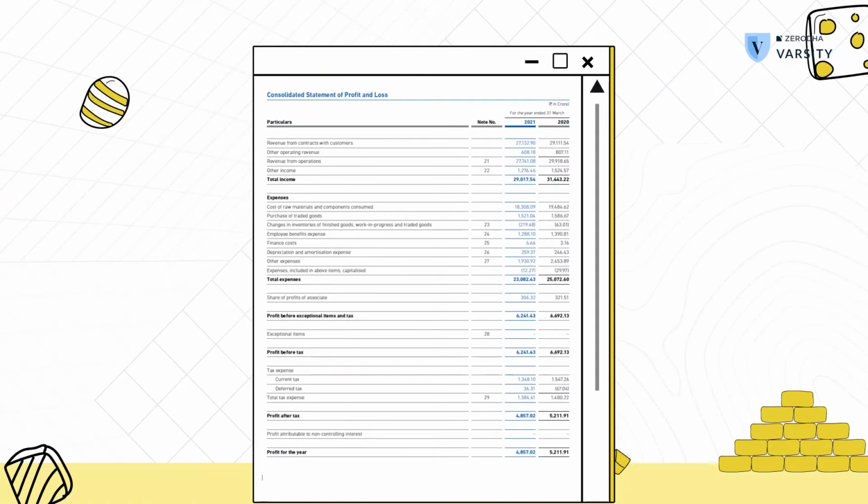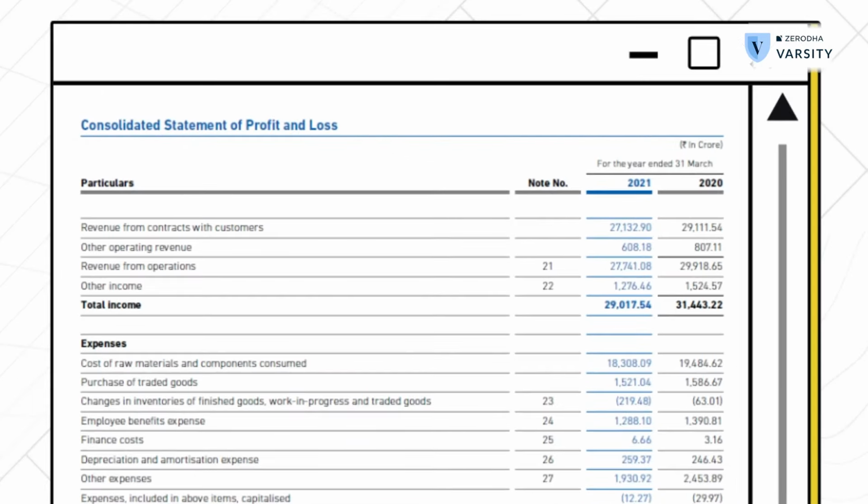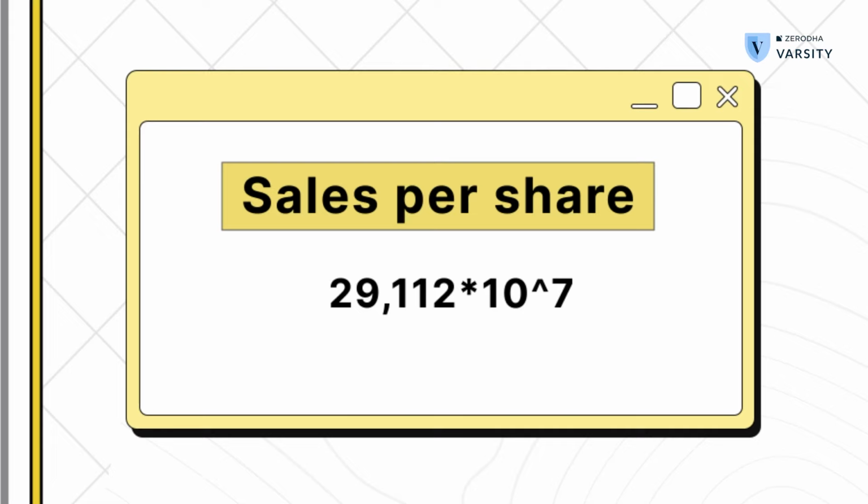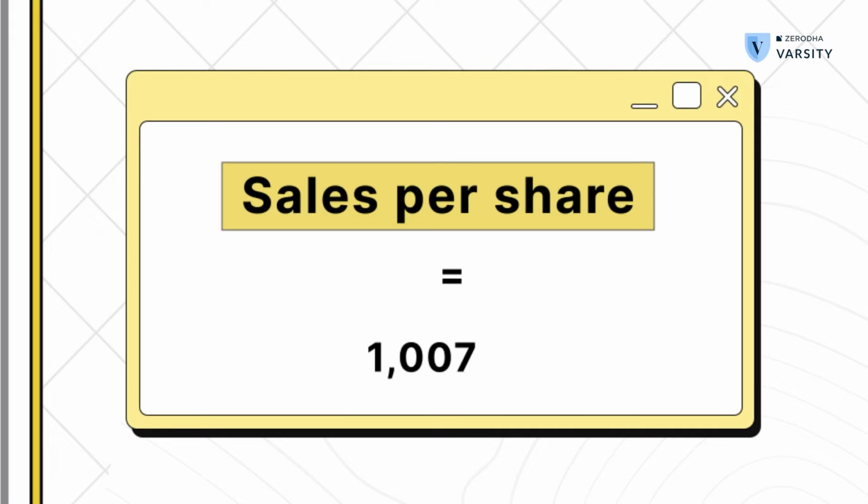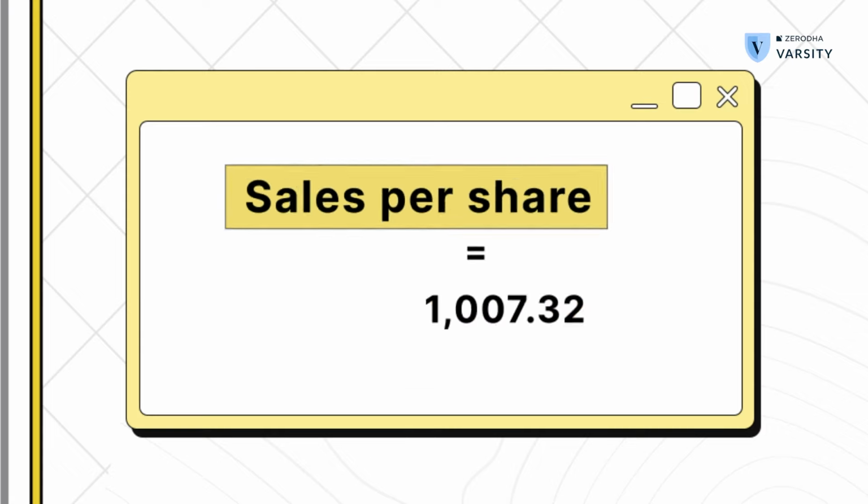Let's go ahead and calculate the price to sales ratio of Bajaj Auto. Like I mentioned earlier, the first step in calculating the price to sales ratio is to actually calculate the sales on a per share basis. To do that, I simply have to divide the total sales number by the total outstanding shares in the market. Let's go ahead and do that on Excel. The total sales number is quoted in crores, so I'll have to convert this into rupees, and I divide this by the total number of shares outstanding in the market. I get the sales per share as rupees 1007 for Bajaj Auto. Now I can use this number to calculate the price to sales ratio.